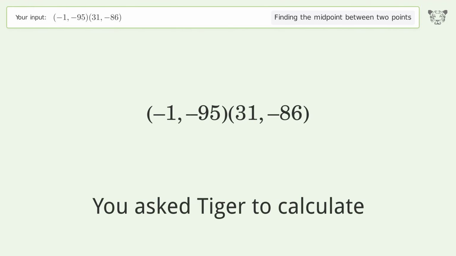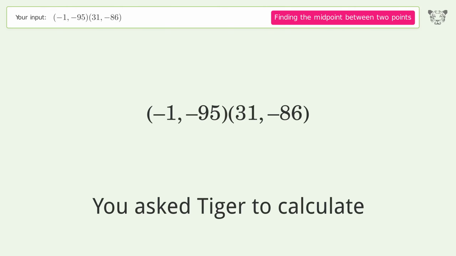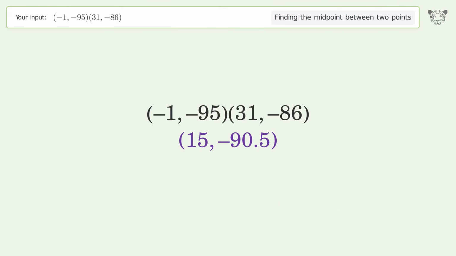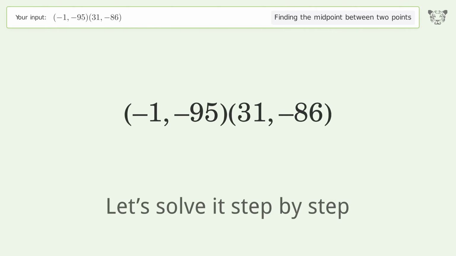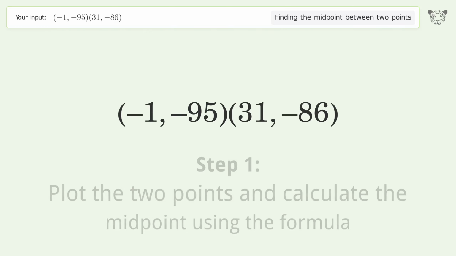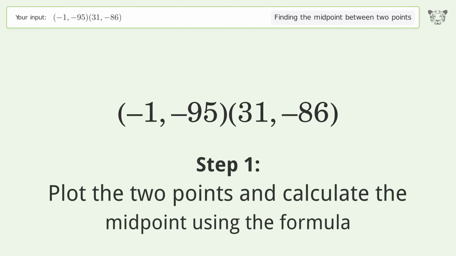You ask Tiger to calculate. This deals with finding the midpoint between 2 points. The midpoint between the 2 points is (15, -90.5). Let's solve it step by step. Plot the 2 points and calculate the midpoint using the formula.